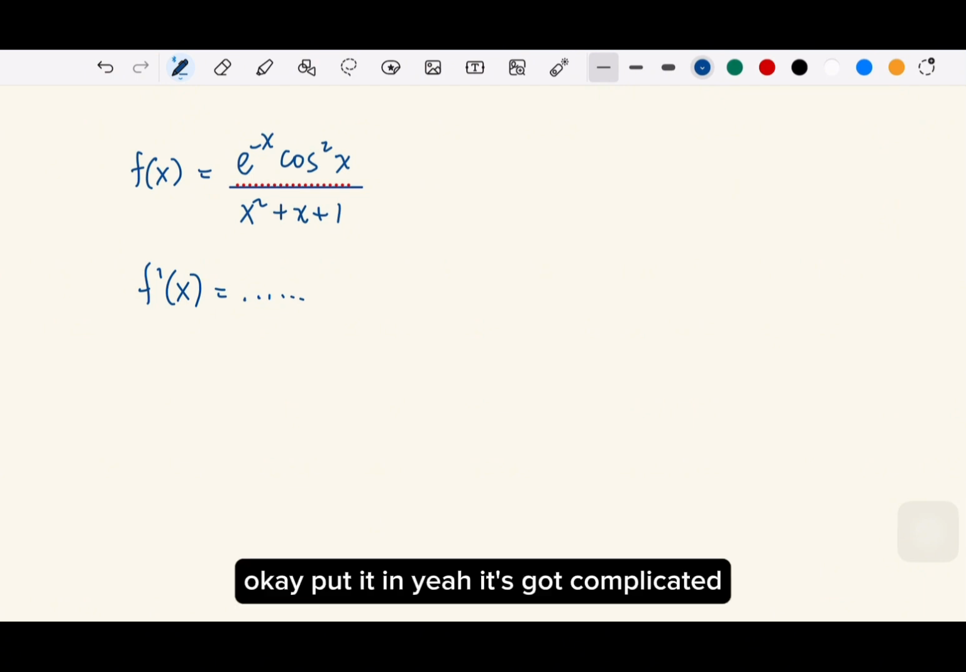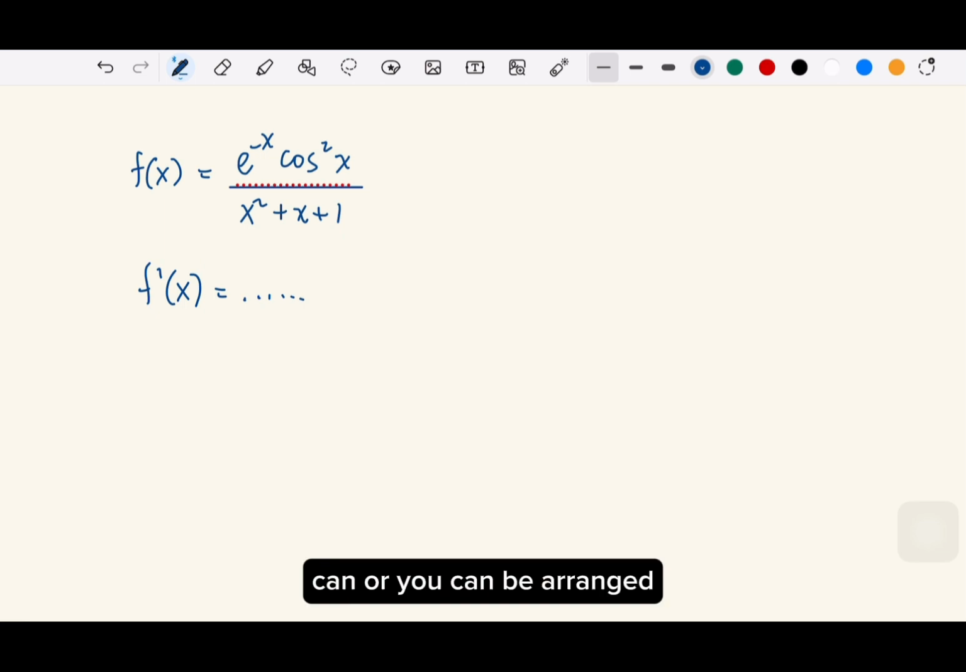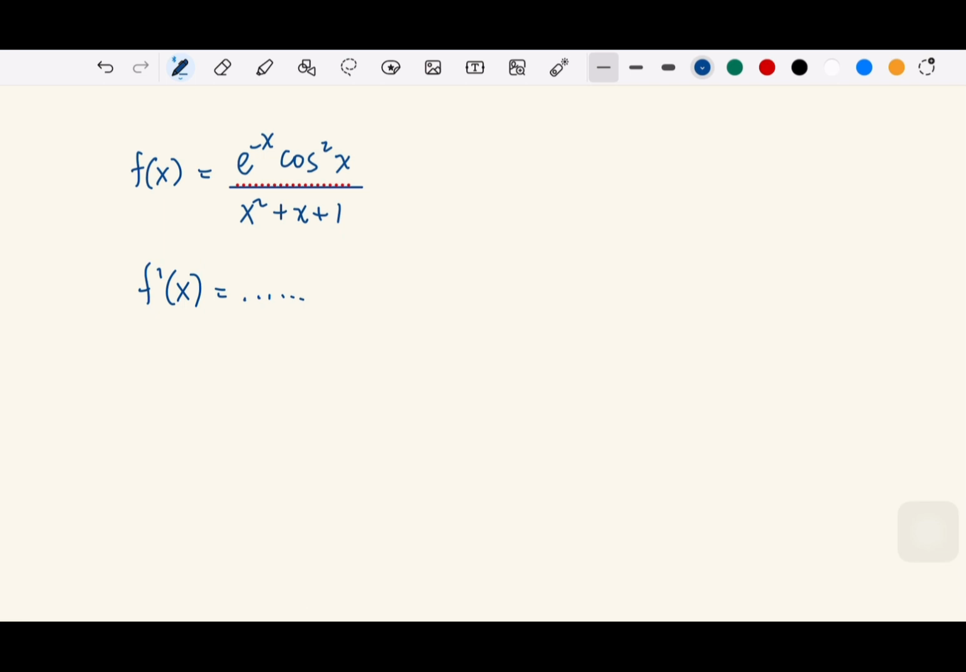Okay. Anyway, it's quite complicated, but the idea is either you can try the quotient rule, like this, or you can rearrange this structure. This way is doable, but perhaps it will make some difference, but still okay. You can try if you want.